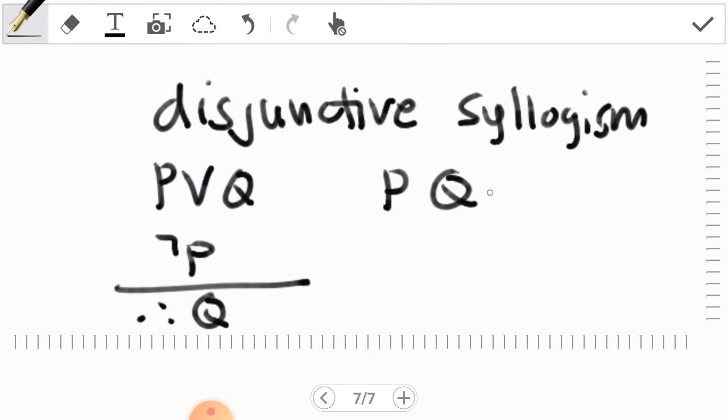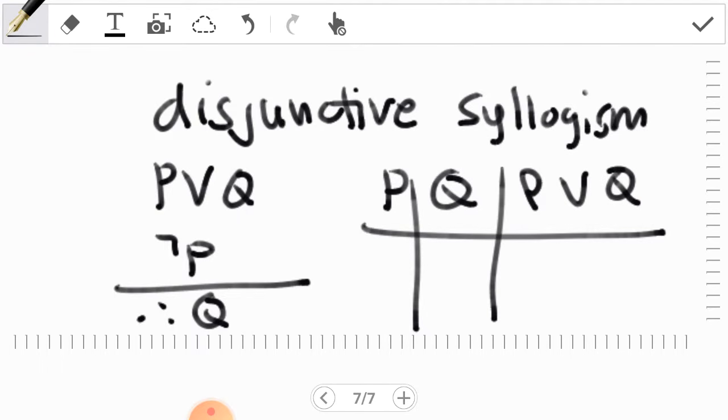Let's show again that this is a valid argument. And how do we show that this is a valid argument? Not P. This must be true, not P. For not P to be true, P must be false. P or Q must be true, but P is already false. For this proposition to be true, then Q must be true. Because P is already false, for this to be true, then Q must be true.